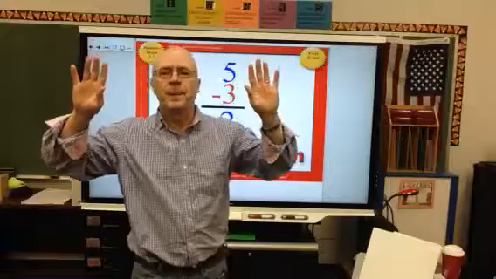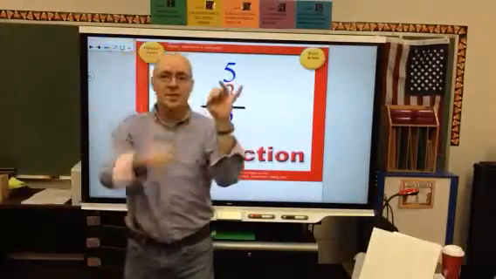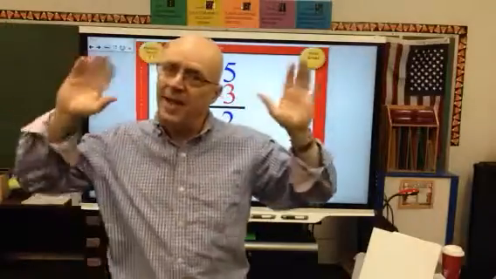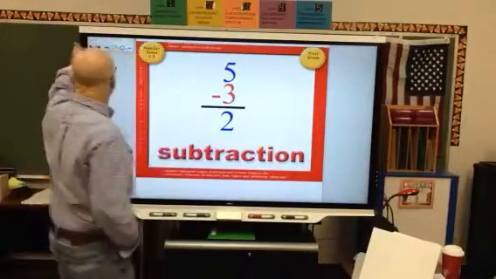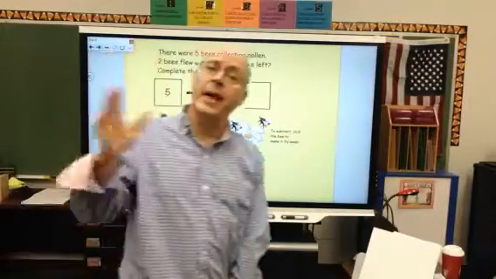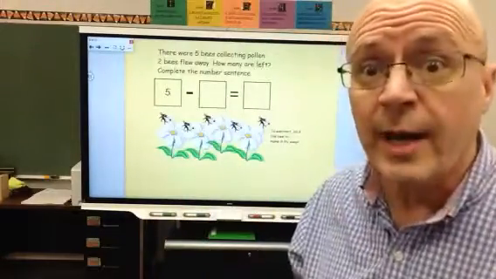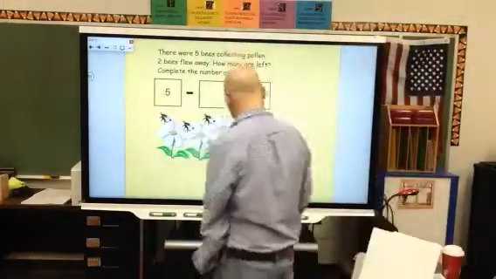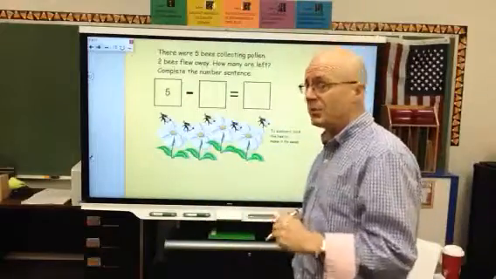Mirror my actions. Subtraction is when you start with a number and you take some away, right? And we've been using our B's here to kind of do it, right? And we've been talking about how to line these problems up and set them up so when you do them, you get the correct answer. And we talked about the difference being the answer to a subtraction problem. So if I have a subtraction problem, the answer is called the difference, right?